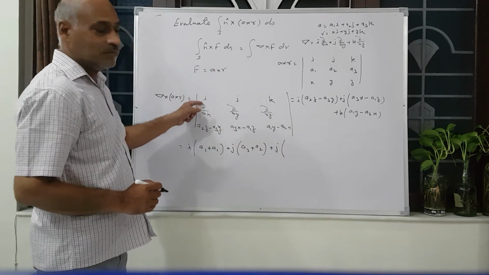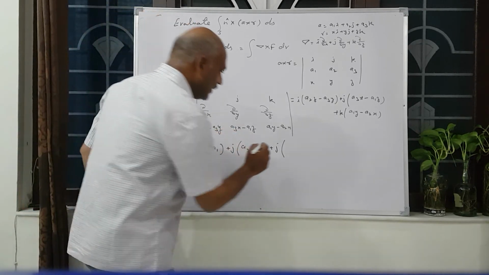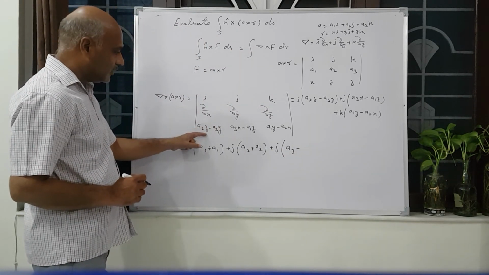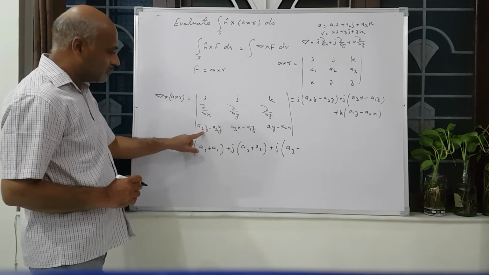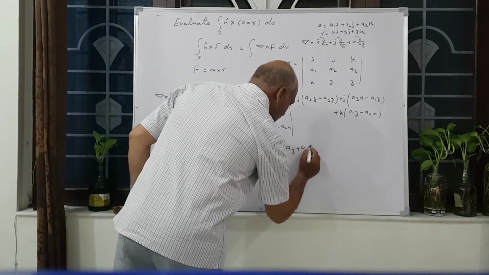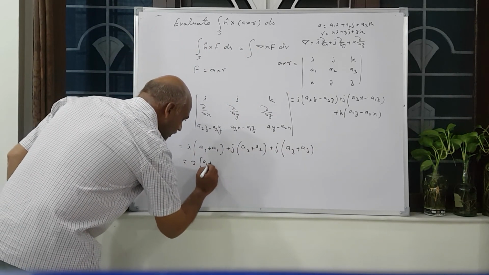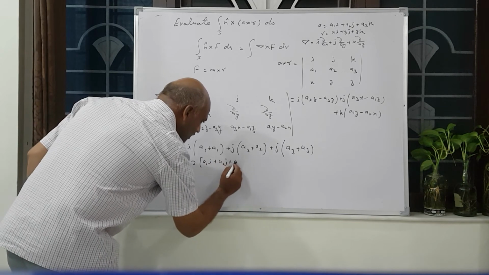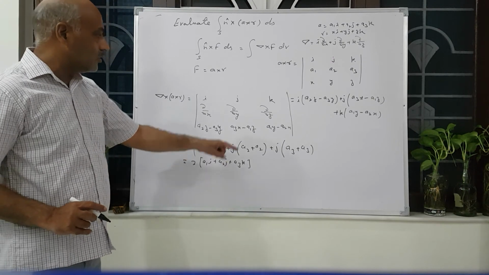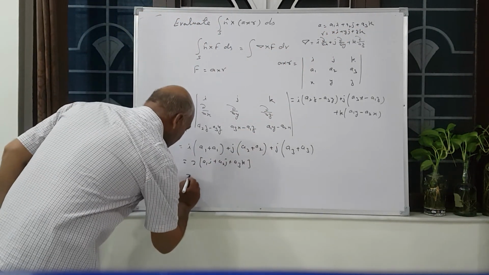This and this have gone. Now this one becomes 0, A3 minus, now this one and this one, y with respect to y, so this becomes 0, minus A3, minus minus plus A3. So this becomes 2 times A1 i plus A2 j plus A3 k. What is A1 i plus A2 j plus A3 k? It is A. So this becomes 2A.